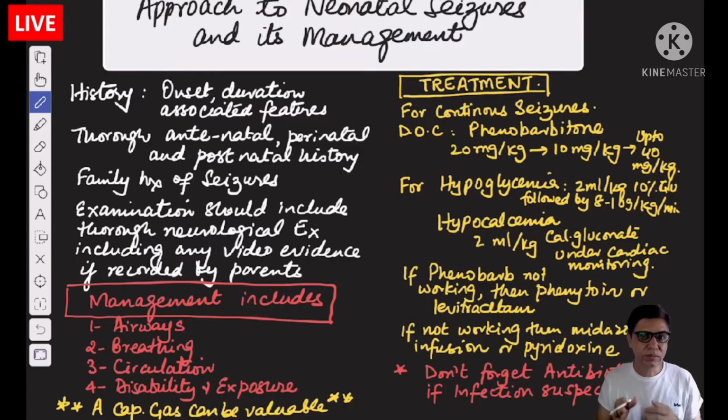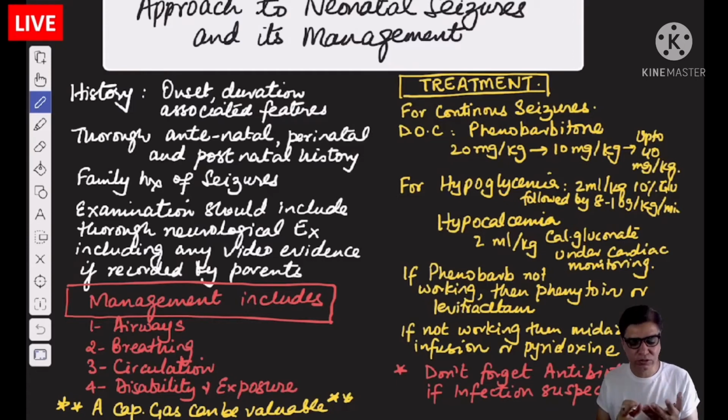But anyhow, it depends on your clinical judgment and your clinical acumen and what you think at that point in time. So this is how you treat neonatal seizures. So remember, you will start with the history and thorough physical examination. And again, when it comes down to management, you always start with A, B, C, D, E, and then you move on to treatment only if needed.